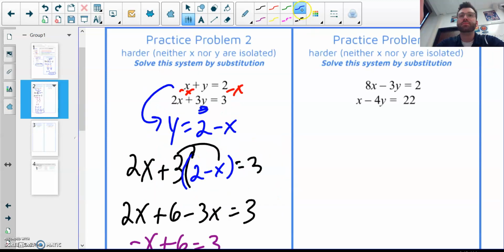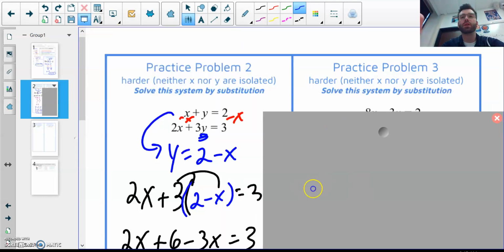All right, so what I want you to do is try this one, okay? Notice that neither x nor y is isolated, so we have to actually isolate a variable first. So I want you to pause the video here. You're going to try it, and then I'm going to do it as well. Pause it.